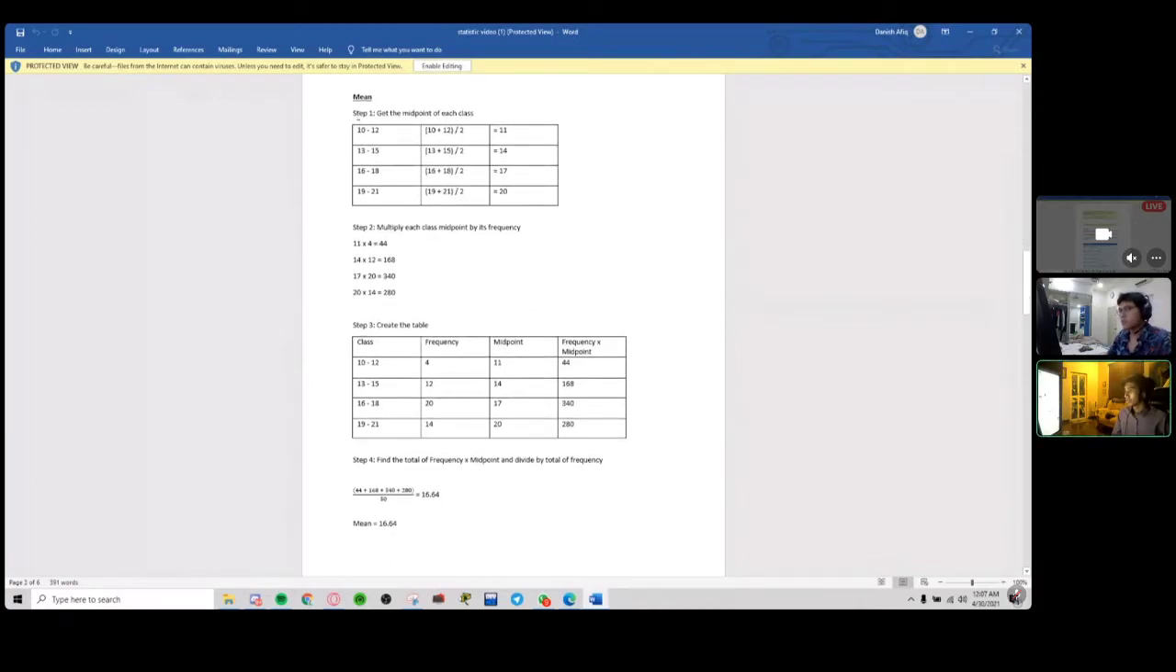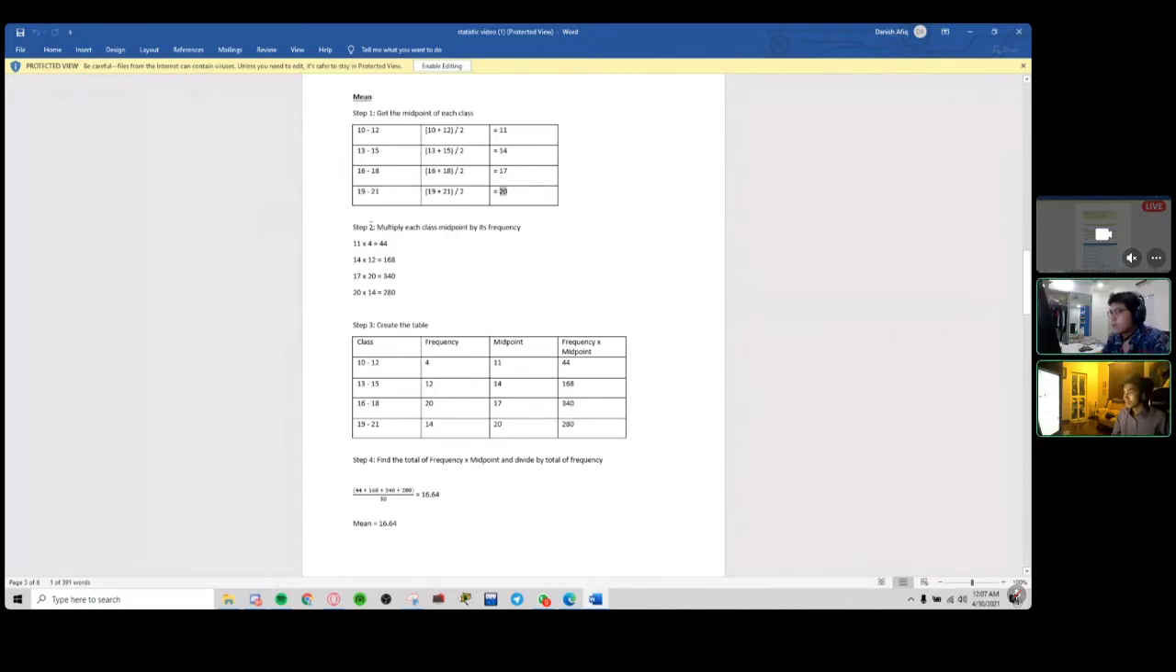First, we have to find the mean. Step 1 is to get the midpoint of each class. For class 10 to 12, the midpoint would be 11. For class 13 to 15, the midpoint is 14. For class 16 to 18, the midpoint is 17. And 19 to 21, the midpoint is 20.